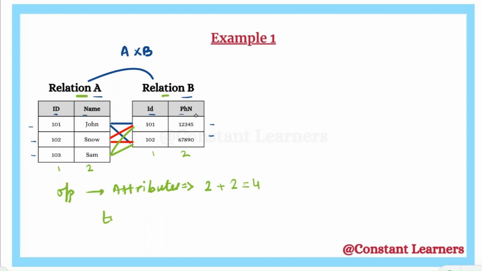Then, tuples. Tuples means rows. How many tuples will the output have? Relation A has 3 tuples and relation B has 2 tuples. So here we take the multiplication, that is 3 times 2 is equal to 6. The output will have a total of 6 tuples and 4 attributes, that is 4 columns and 6 rows. So here are the mathematical operations being performed. The number of columns from both the relations are being added and the number of rows from both the relations are being multiplied.